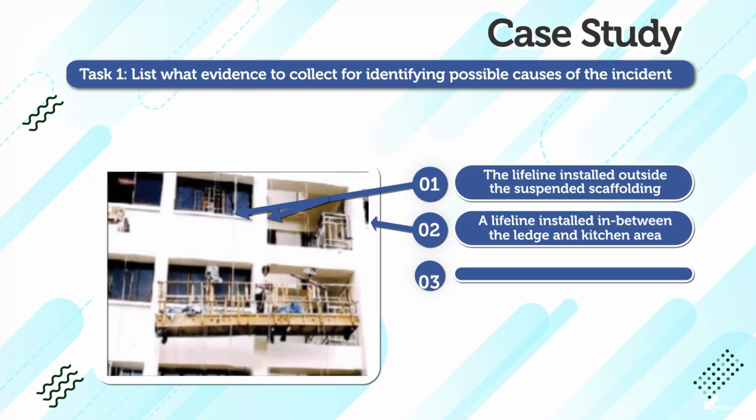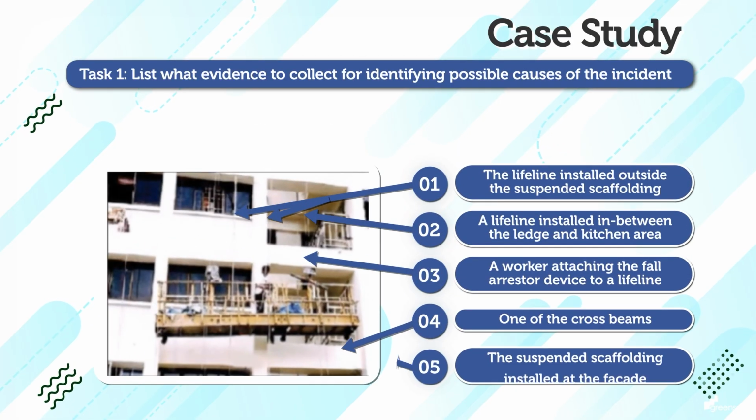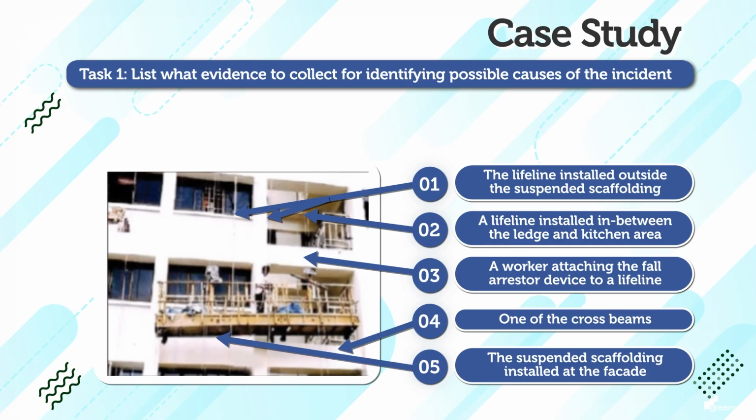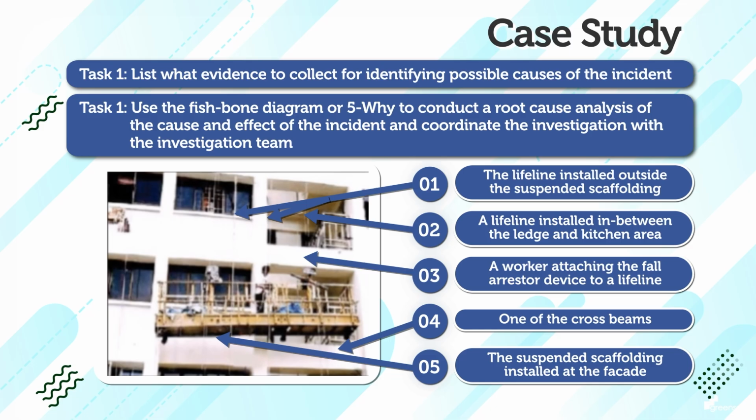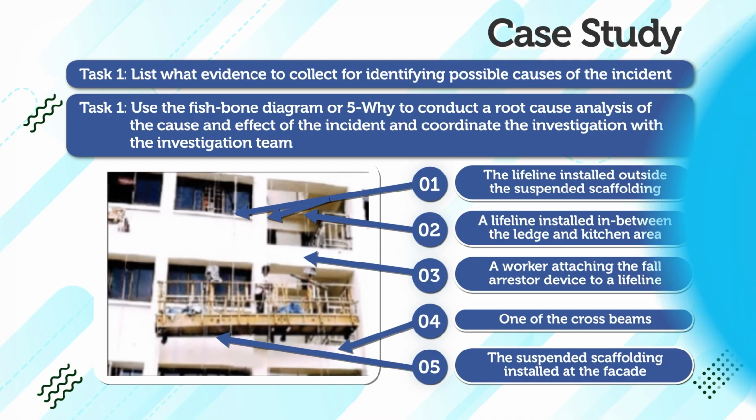Task 1. List what evidence to collect for identifying possible causes of the incident. Task 2. Use the fishbone diagram or 5 why to conduct a root cause analysis of the cause and effect of the incident and coordinate the investigation with the investigation team. Let's take a look at my answer.